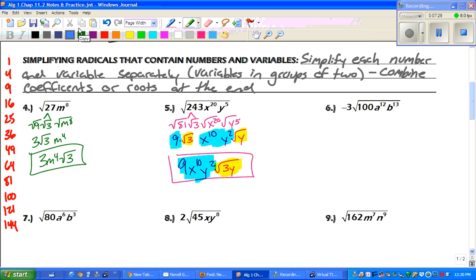Alright, let's look at 6. Okay, that negative 3 stays out front. 100, a to the 12th, b to the 13th. Okay, the square root of 100, that's a perfect square. That breaks down to 10. A to the 12th, the square root of a to the 12th is a to the 6th, because we just divided it. And then 13 divided by 2 is 6 with a remainder. Okay? So the only thing we have to do is to multiply those numbers, and then to write everything out nice and pretty.